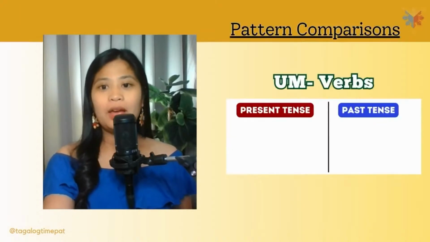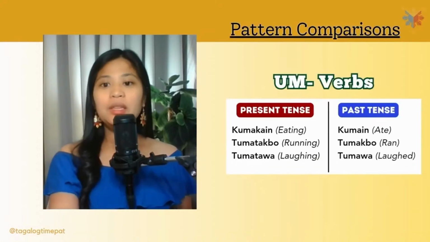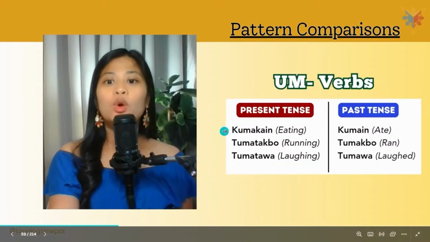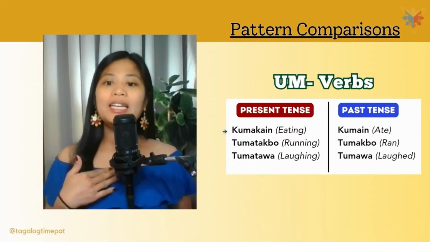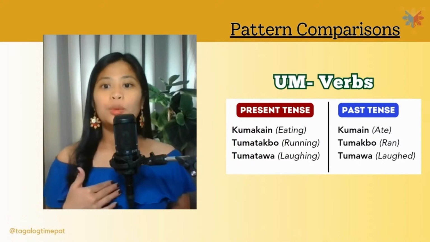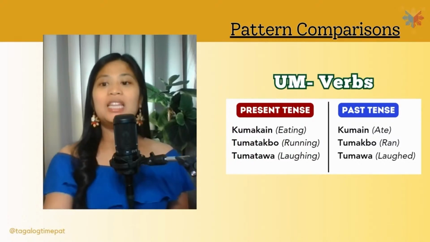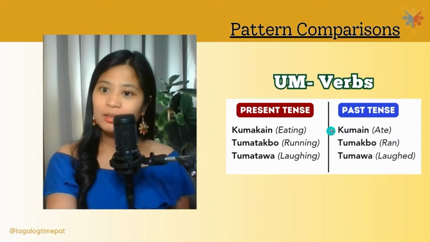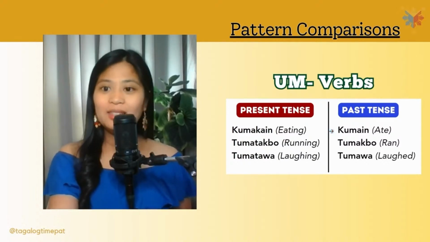So now let's compare. In the present tense, kain is kumakain. Kumakain ako, I am eating. Kumakain ako. In the past tense, it's kumain. Kumain ako, I ate. Kumain.